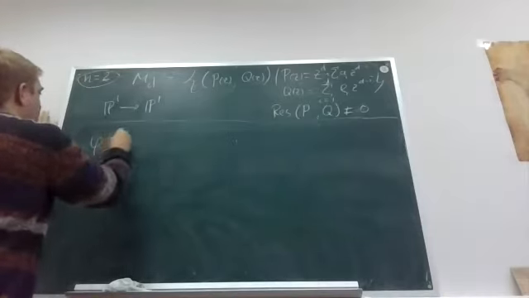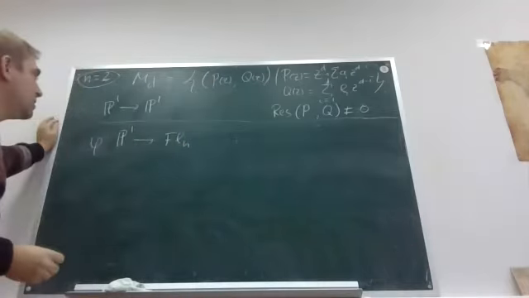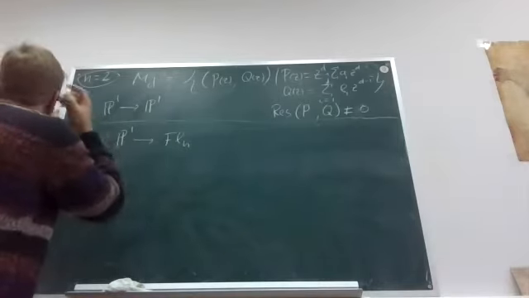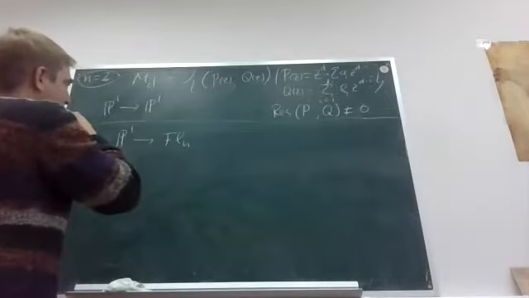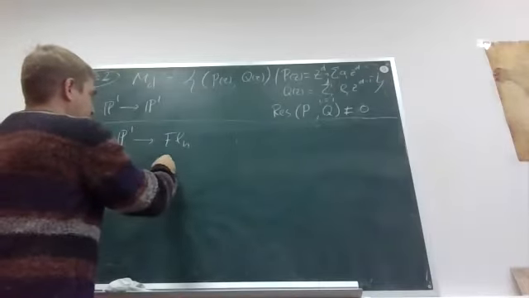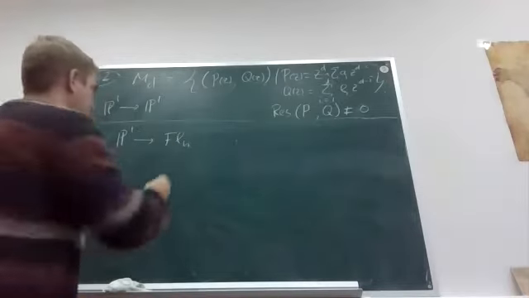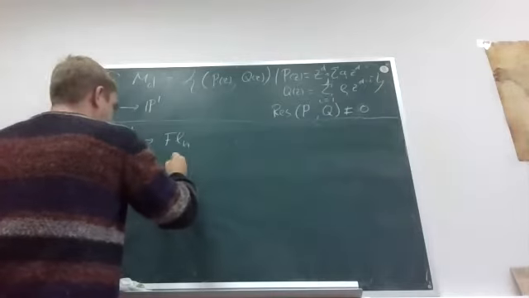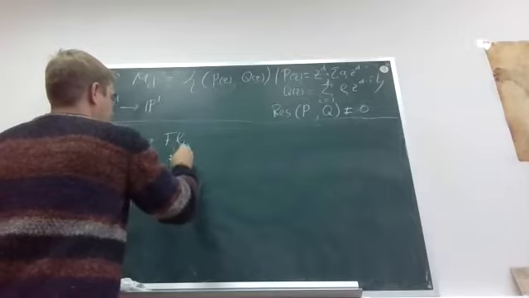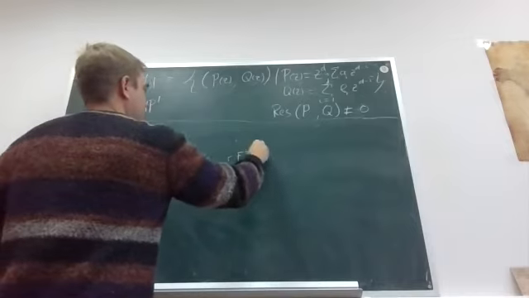Well, I have a map from P1 to the flag variety. So how to define the degree? There are several ways to do it. Maybe the most natural is the following: you have the tautological flag of bundles on the flag variety, F1, and so on, F n-1.